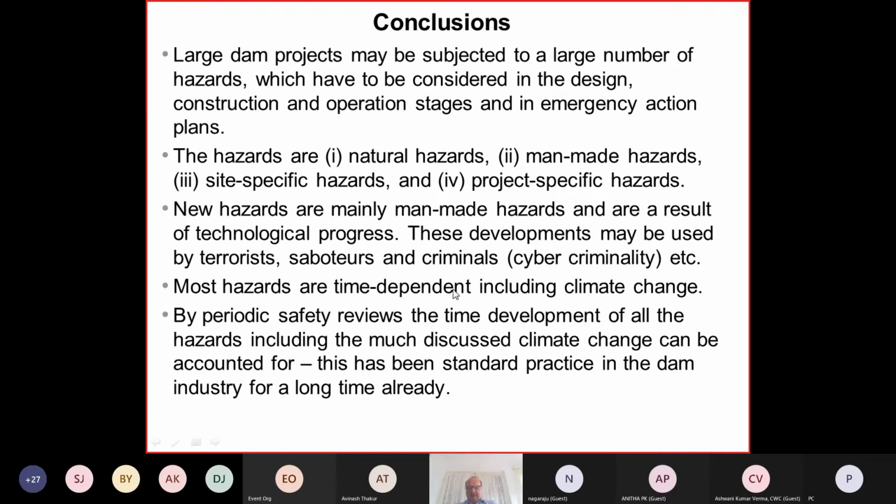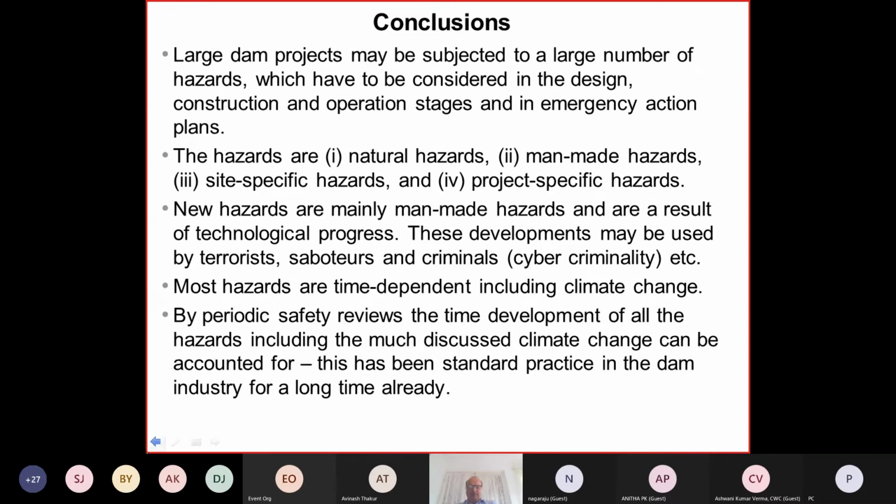Most hazards are time dependent, including climate change. I'd like to say, at this time it seems that only climate change is time dependent. Now, this is simply not true. Most hazards we have to consider are time dependent because, for example, safety standards are increased as a function of that. So the protection against these hazards is also increased.